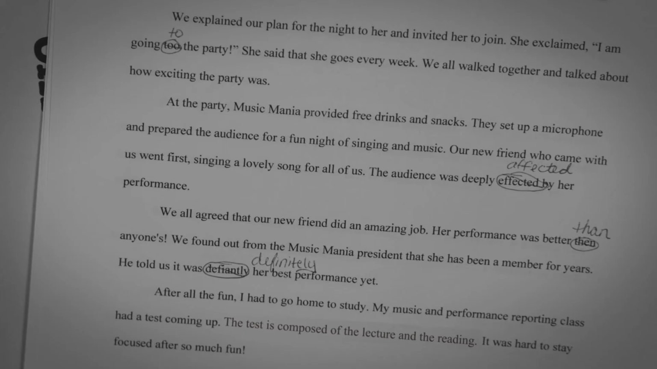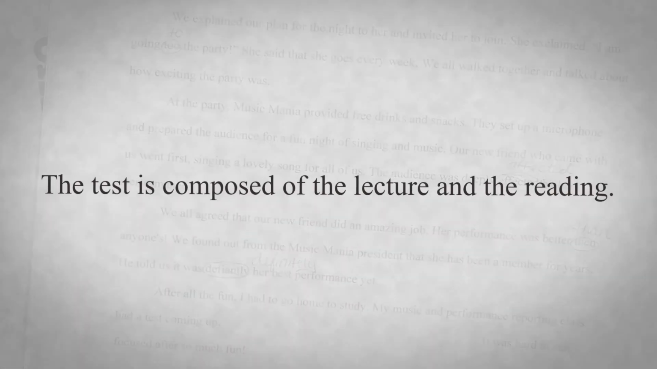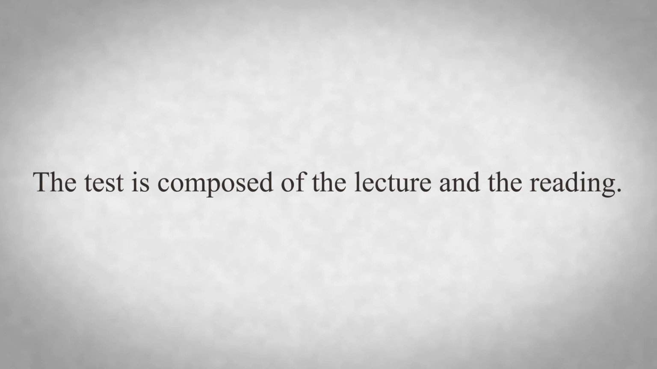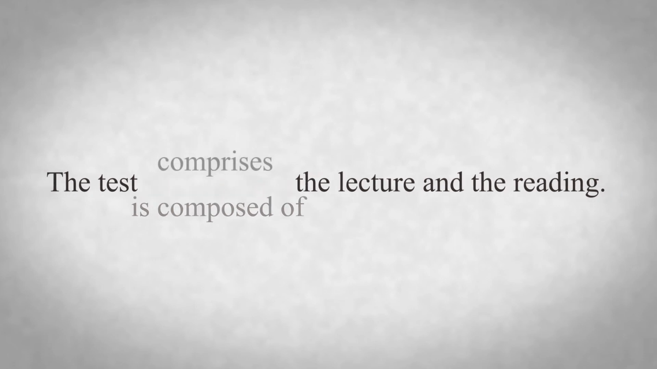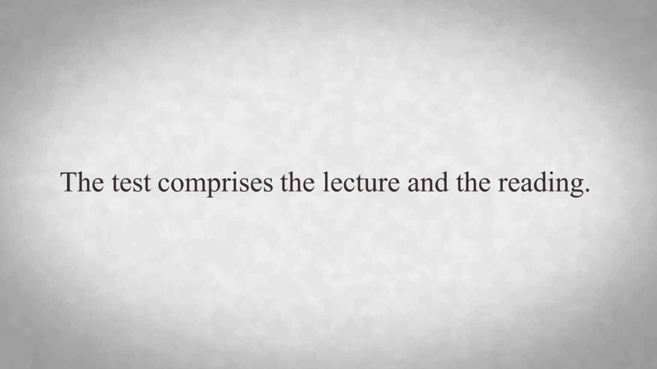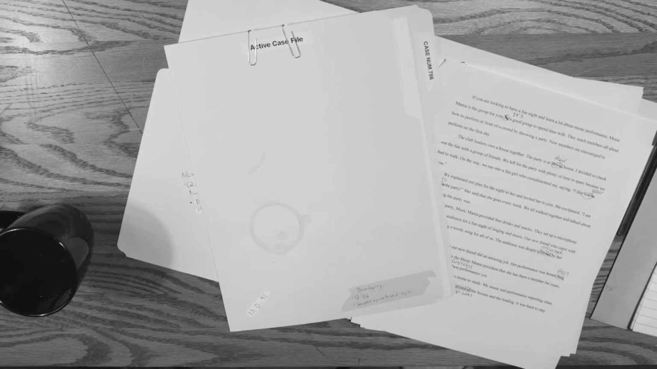The last clue in the paper is this sentence here. "The test is comprised of the lecture and the reading." Composed of is used when two things physically combine, whereas the test only contains these two things. The author should have used comprises. Remember that comprised of is never a correct construction. Looks like another break in the case against word crimes.